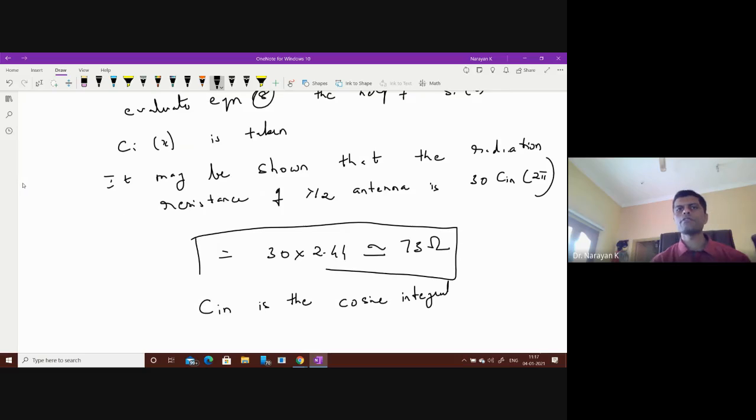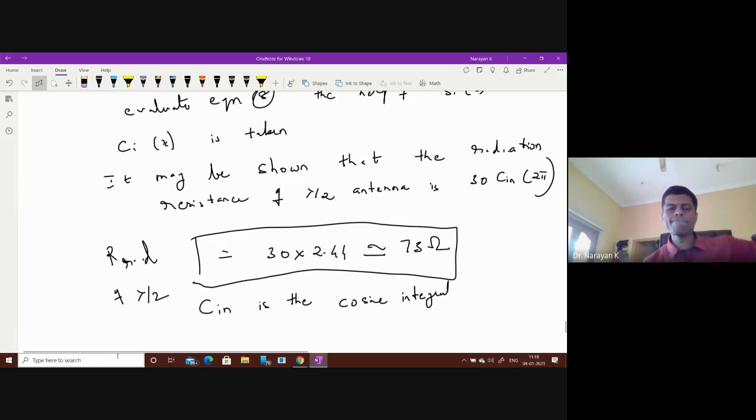Please write down this. This is your radiation resistance of what antenna? Lambda by 2 antenna. Agreed? Yes, sir.